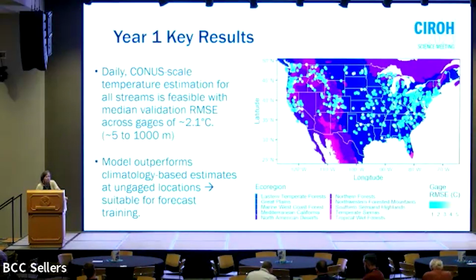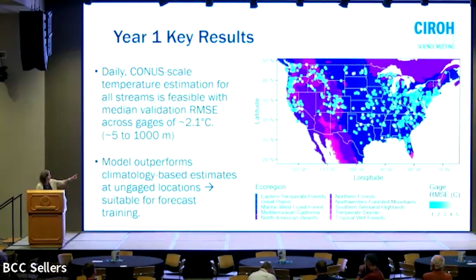We used about 70% of those gauges for training the model and about 30% for testing. The model outperforms the climatology on those ungaged basins or ungaged locations. Those are our testing data. So it does pretty well. And then again, our goal is to incorporate it into forecasts in NextGen.